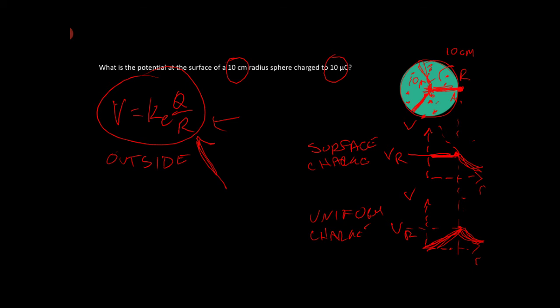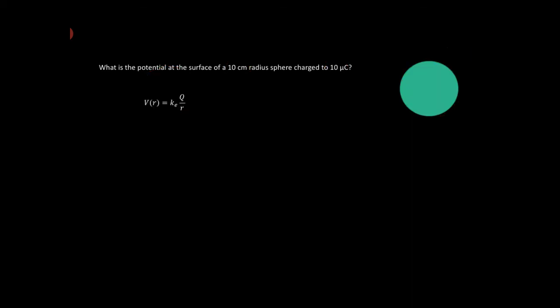All right, and so what I'd like to do is use this to calculate the potential right at the edge there. Okay, so how do I do that? Well, what I'm looking for is V at 10 centimeters, right? So when I use this equation, that R isn't the distance from the sphere, it's the distance from the center of the sphere, right? Which happens to be the radius of the sphere, which is 10 centimeters.